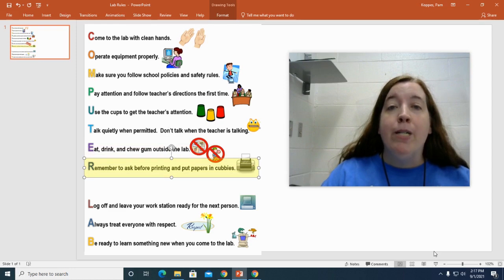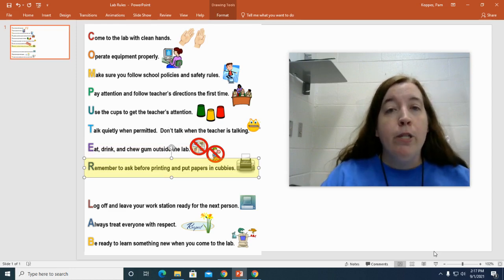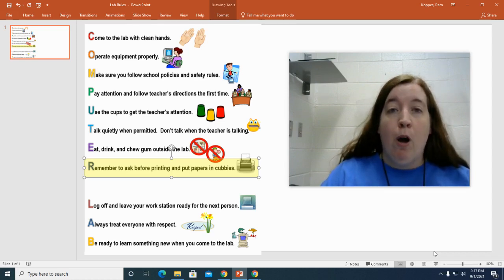R is to remember to ask before printing and put papers in cubbies. Your Chromebooks don't print, but my computers do. If you have a school project, I will allow you to print it and I will give you permission to do so. You can't just print whatever you want though. You can only print school things because we have to save the paper and ink and not waste it.